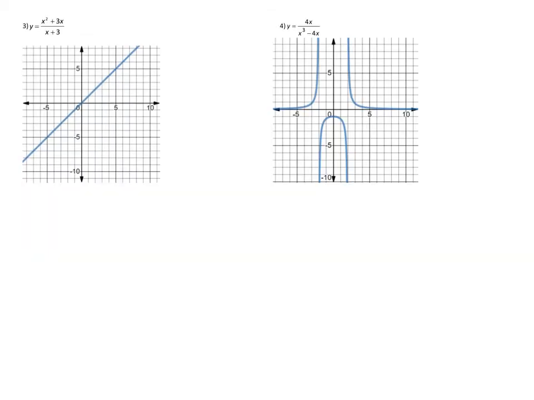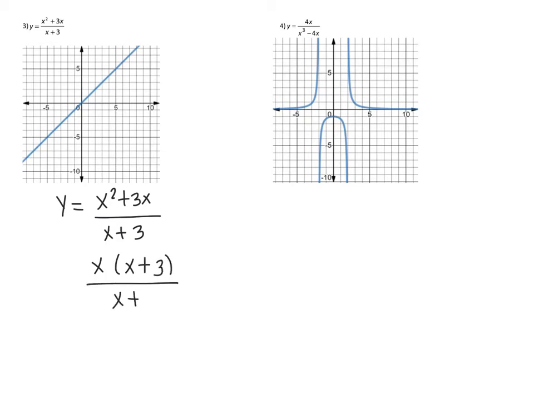So the next one, we have y equals x squared plus 3x, and we are dividing by x plus 3, so we get x(x plus 3) over (x plus 3). See, this one cancels out, so it means I have a hole, and the hole is at x equals negative 3, by equating x plus 3 to 0. So there is a hole right there.